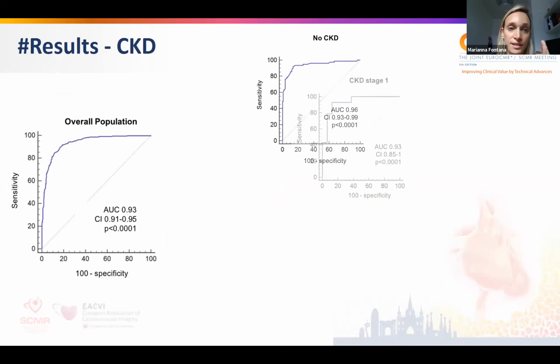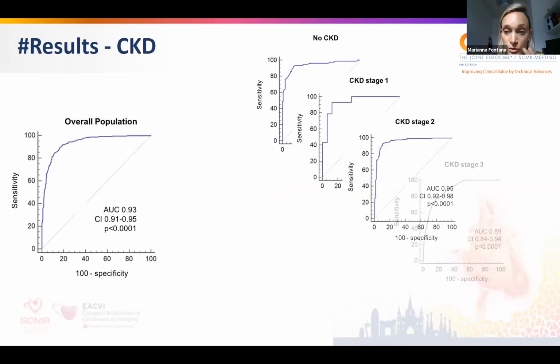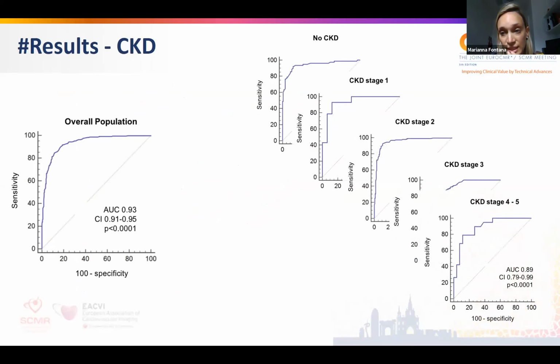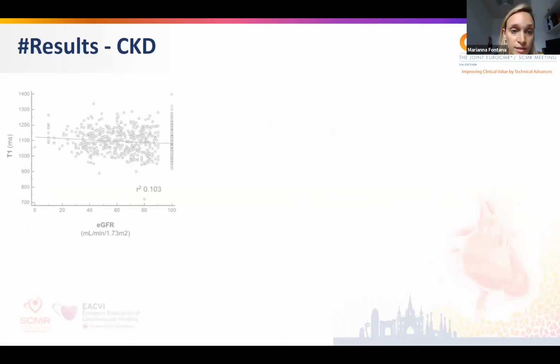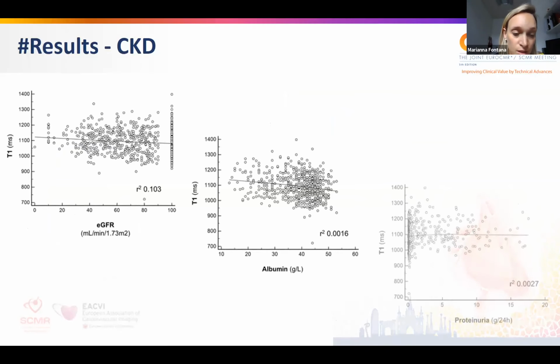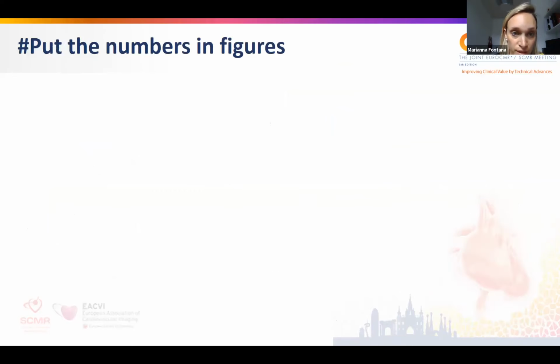So then we analyzed if this was affected by degree of kidney function or kidney failure, because again, kidney failure is extremely common, and there were no differences. And also if there were differences in patients with nephrotic range proteinuria and non-nephrotic range proteinuria, that again is extremely common, and again, it wasn't affected. T1 didn't show a significant correlation with the GFR, albumin, or proteinuria, again confirming that it wasn't hugely affected by that.